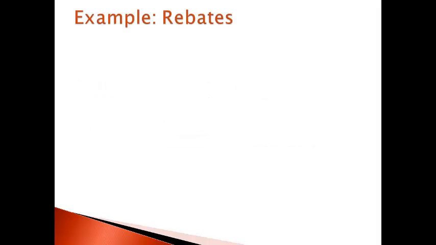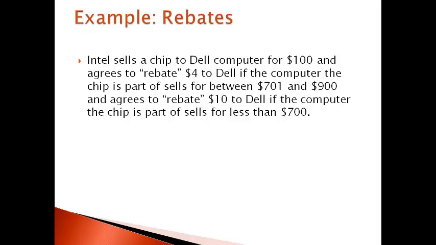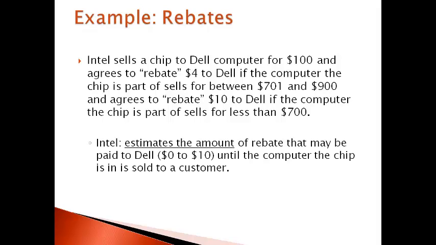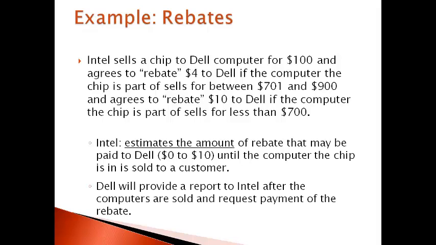Let's take a look at an example of a sales rebate. Intel sells a chip to Dell Computer for $100 and agrees to rebate $4 to Dell if the computer chip is part of a computer that sells for between $701 and $900, and agrees to rebate $10 to Dell if the computer chip is part of a computer that sells for less than $700. Intel must estimate the amount of rebate that may have to be paid to Dell. It will be between $0 and $10 until the computer the chip is in is sold to a customer. Dell will then provide a report to Intel after the computers are sold and request payment of the rebate.